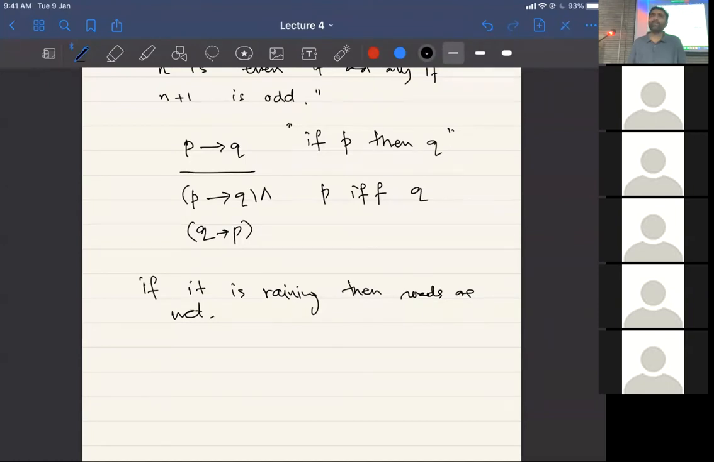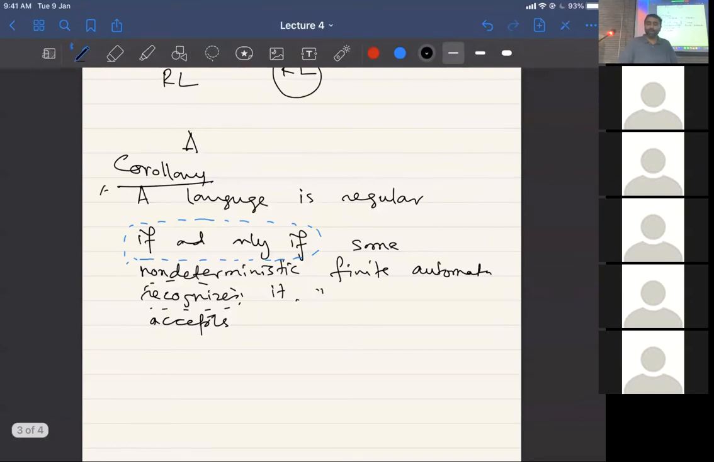So whenever we have if and only if, we have two proofs. One proof is not enough, okay? So for example, in this statement, it says that the language is regular if and only if some non-deterministic finite automaton recognizes it. It means that we have to have two parts in the proof. The first part is we assume that a language is regular, then there must exist a non-deterministic finite automaton that recognizes it. And the second part would be, imagine there exists a non-deterministic finite automaton. Then the language that this machine accepts must be regular. So it's not obvious.